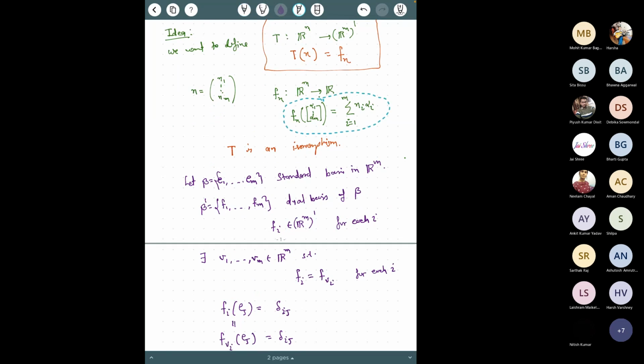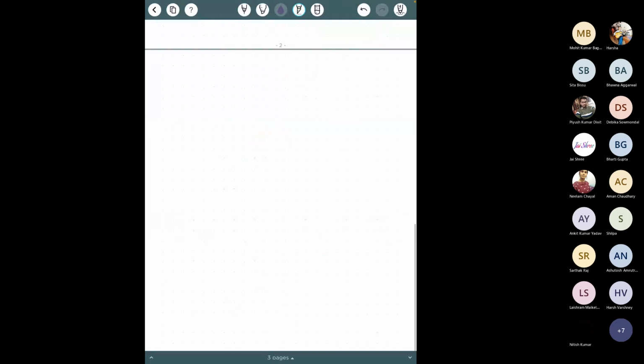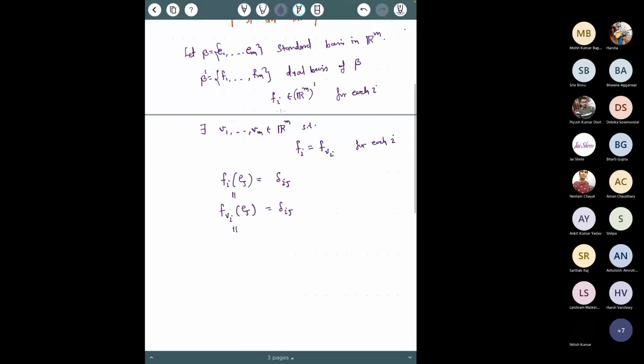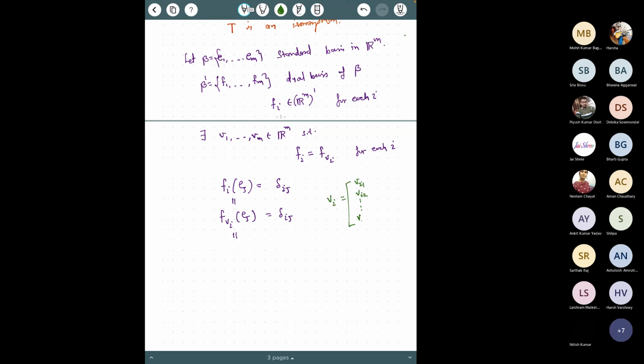So let us denote, for each i, Vi in this form: it has Vi1, Vi2 and so on up to Vim. Vi is a vector in Rm, so it will have m components. Let us denote it in this way for each i.